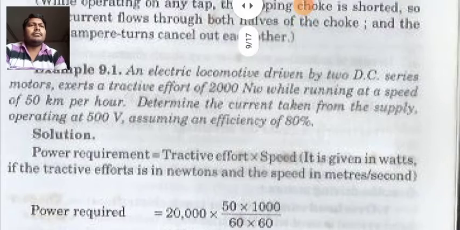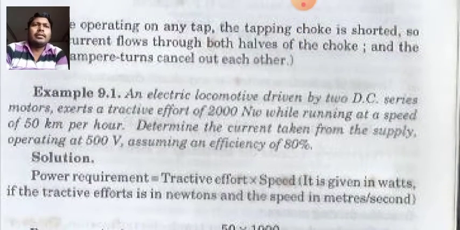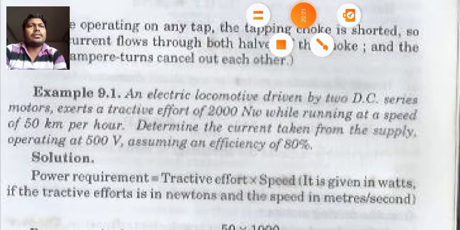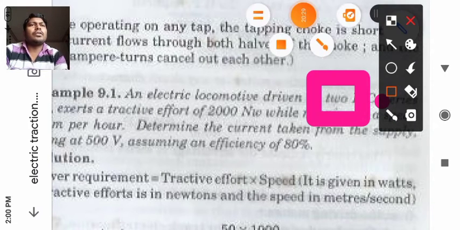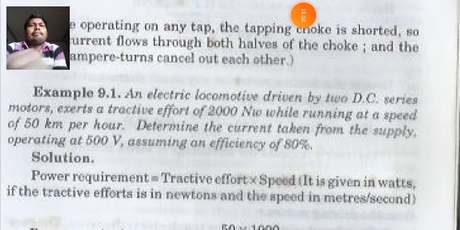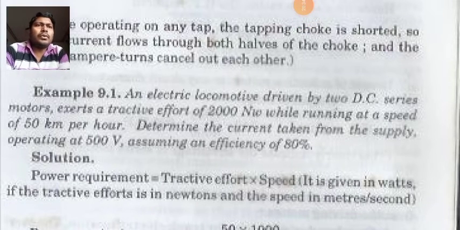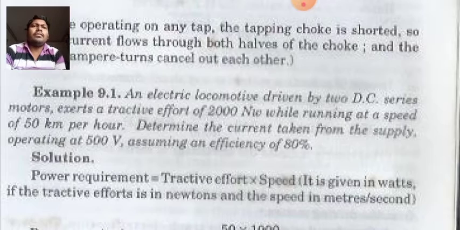So now there is a numerical, students, let us discuss it also. An electric locomotive driven by two DC series motors. Mind you, there are two DC series motors. This is clearly written that we are having two DC motors. It exerts a tractive effort of 20,000 Newton while running at a speed of 50 km per hour. Determine the current taken from the supply operating at 500 volt, assuming an efficiency of 80%.